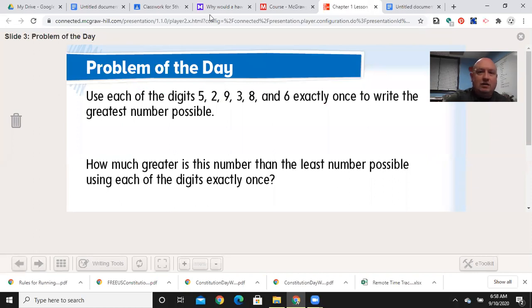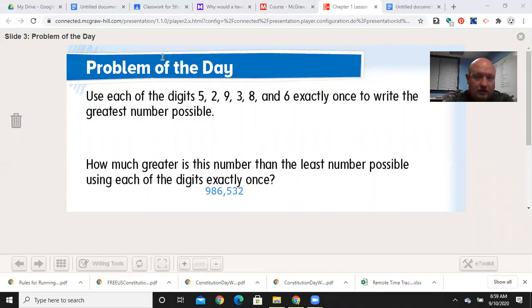Begin with the problem of the day. I'm going to start out with one of our annotation tools, the text box. It says, use the digits 5, 2, 9, 3, 8, and 6 exactly once to write the greatest number possible. So the easiest way to do that, first I'm going to find out how many digits I have. 1, 2, 3, 4, 5, 6. So I know it goes to the hundred thousands place. And I start with the biggest number: 9, 8, 6, 5, 3, 2. Now, how much greater is this than the least number possible?